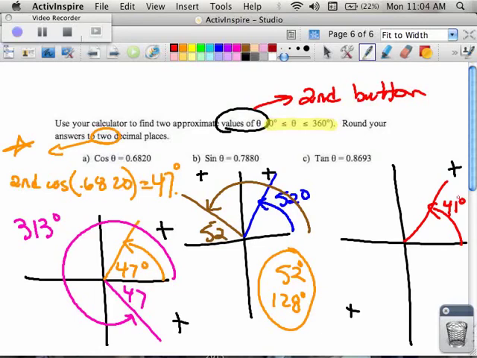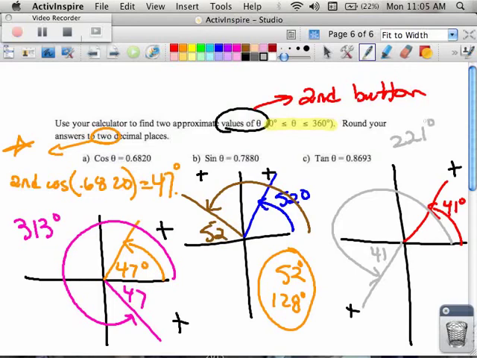But since I know that there's another one in the third quadrant, I have to draw another angle measurement that goes all the way around to the third quadrant. And its reference angle is 41 degrees, or in other words, between the terminal side and the x-axis. It's always to the x-axis. So this means I have 180 plus that 41, which is 221 degrees.